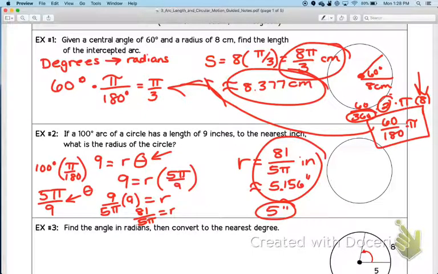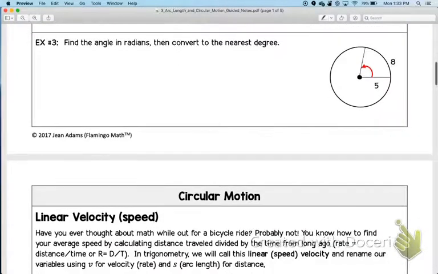Good. So what did we just do? We had a 100-degree angle. We had to find R, and we were given an arc length of 9 inches. Okay, example number 3. Find the angle in radians, then convert to the nearest degree.